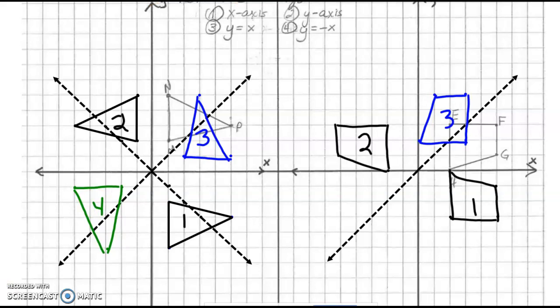Okay, so now I want you to do the same thing for the figure on the right. Actually, I need to draw my line y equals negative x on this side, and remember that goes through the points 1, negative 1, 2, negative 2, 3, negative 3, and so on. And then it goes through negative 1, 1, negative 2, 2, and so on the other side.